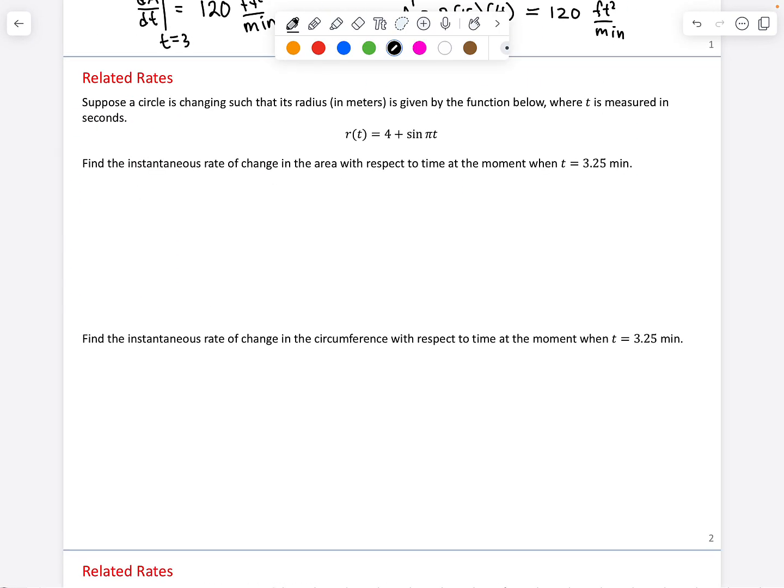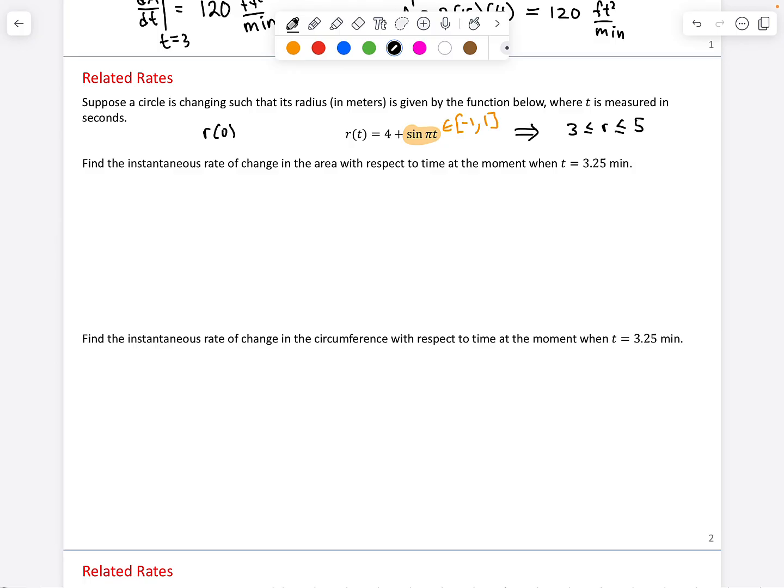Suppose a circle is changing such that its radius in meters is given by the function below, where t is measured in seconds. So here's our r function. We have sine of pi t, which is a sine wave with a period change, but not an amplitude change. Well, the amplitude of the sine wave is 1, meaning that the sine of pi t will fluctuate between outputs of -1 and +1, which when you add 4 to these outputs, this means that the radius will fluctuate between 4 minus 1, which is 3, and 4 plus 1, which is 5, forever oscillating between these two lengths.